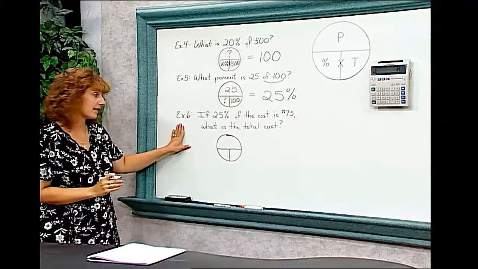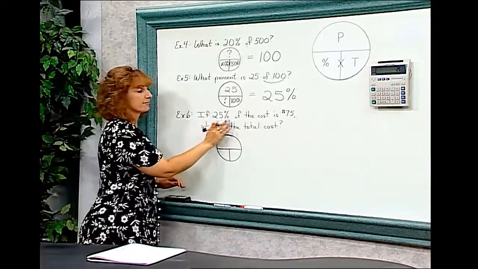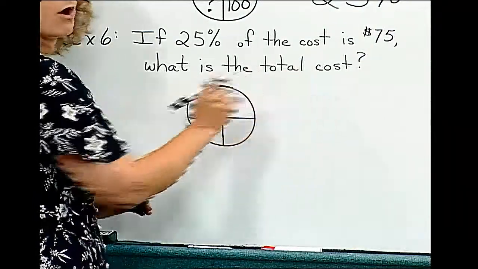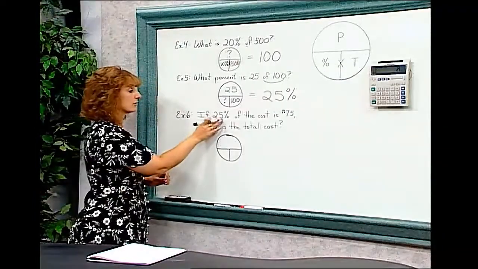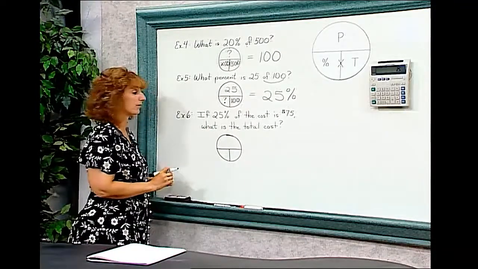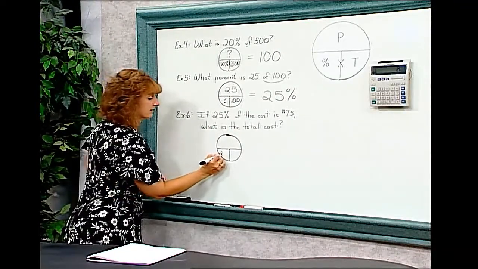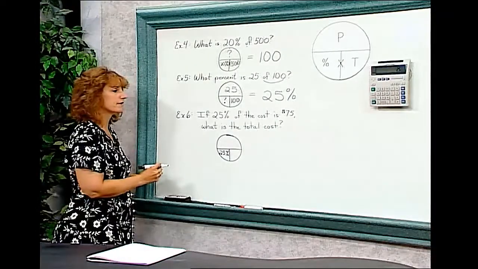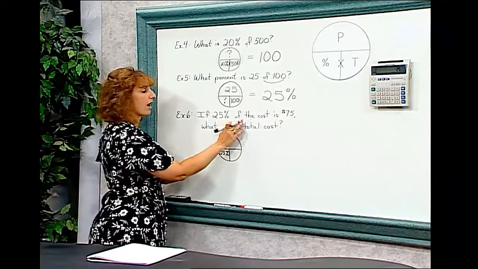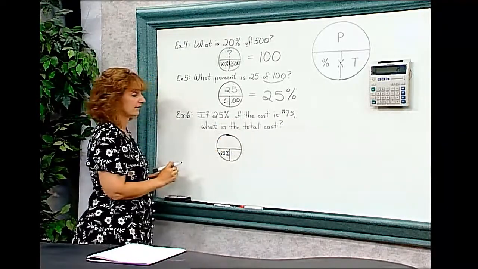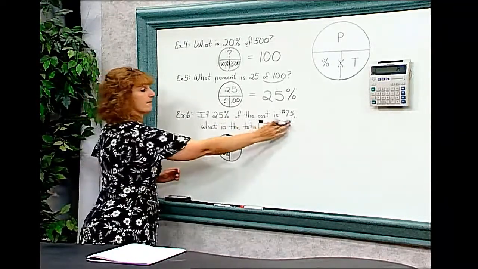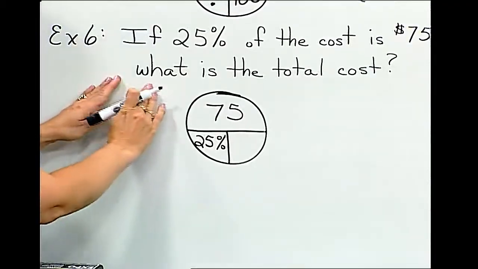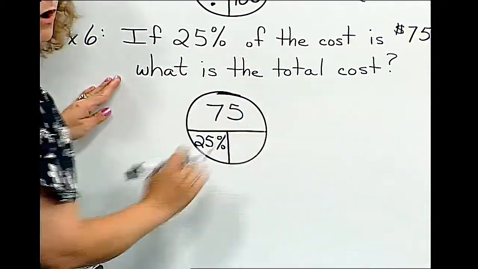Looking at our last example, if 25% of the cost is $75, what is the total cost? First, I'm going to look for the number with the percent symbol, and I see a 25%. So I'm going to put that right in the circle. I'm looking for a number directly after the word of. I don't find it. But I do have the part. I know the total's missing in this problem because it asks, what is the total cost?